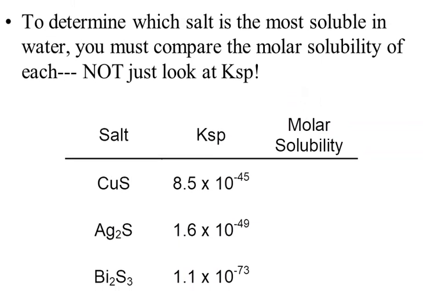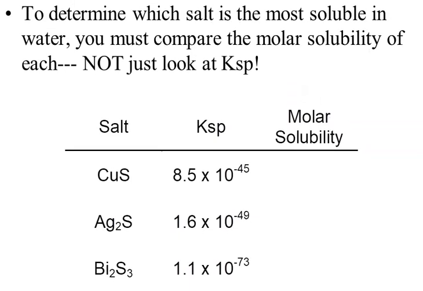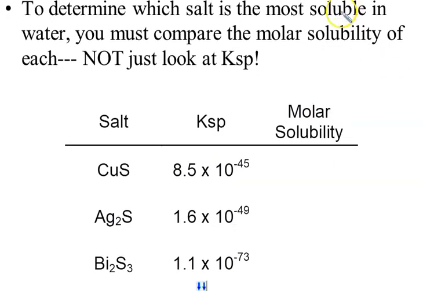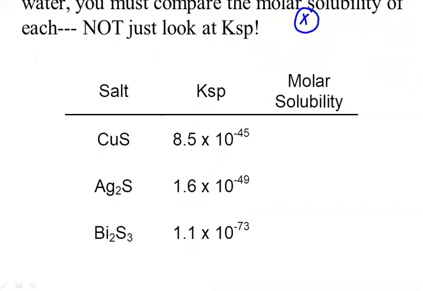So it says to determine which salt is the most soluble, you compare the molar solubilities, which means you compare the x, not the Ksp. Because, to determine whether an acid is strong, the stronger the acid, the larger its K value. And really strong acids don't even have a K value. You can't do that with molar solubility.